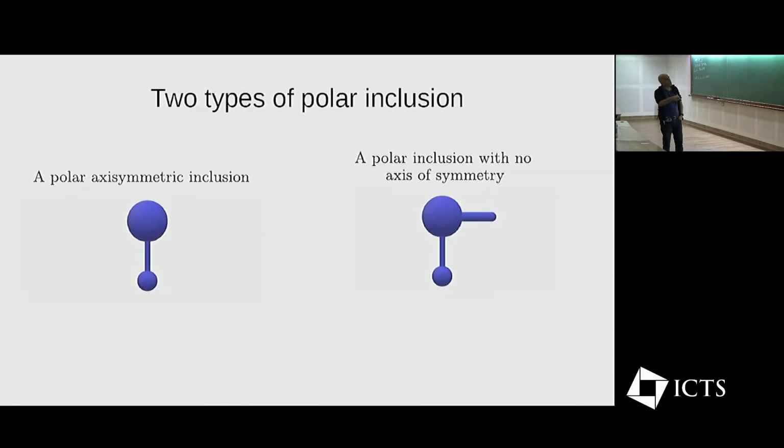You could imagine many different shapes of inclusion. What's important for today's talk is an inclusion which has a well-defined polarity. It might or might not have additional symmetries or asymmetries. So you can imagine a polar and axisymmetric inclusion. You can imagine an inclusion with a well-defined polarity, but which also has a front and a back, and maybe it has one arm sticking out. These broadly are the two cases I'll talk about.